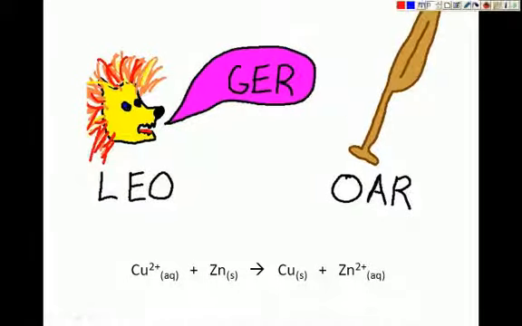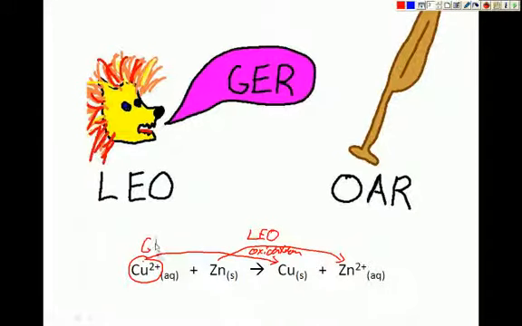Now, so let's use our acronym to figure this one out again. So this one is losing electrons, and therefore it is Leo. It is losing electrons, and therefore it is oxidized. Okay, or in other words, oxidation. And this one is gaining electrons. Gaining electrons, and it is being reduced, it is reduction.